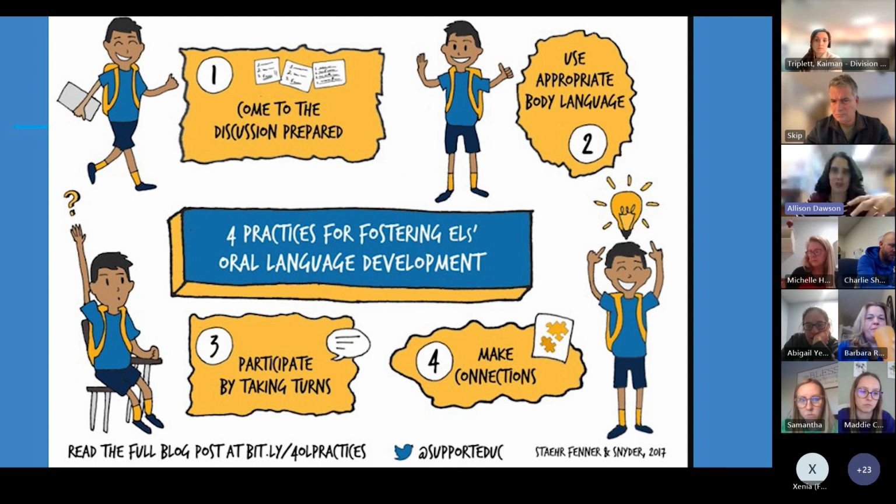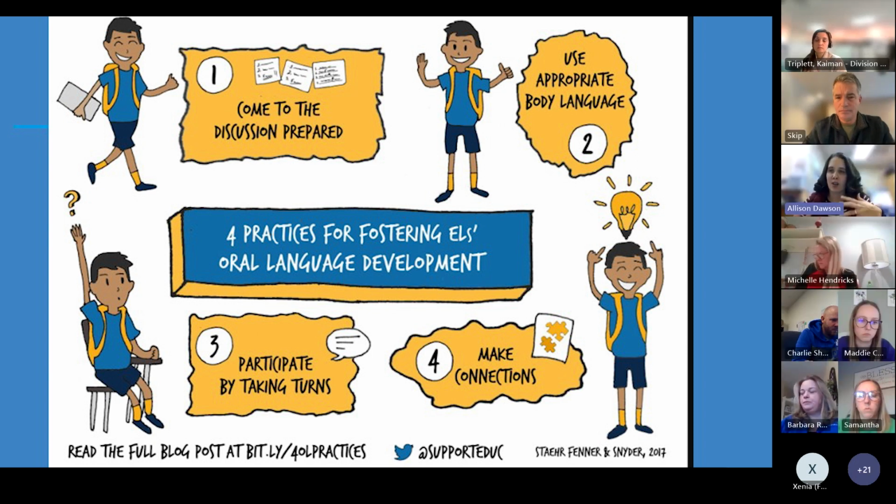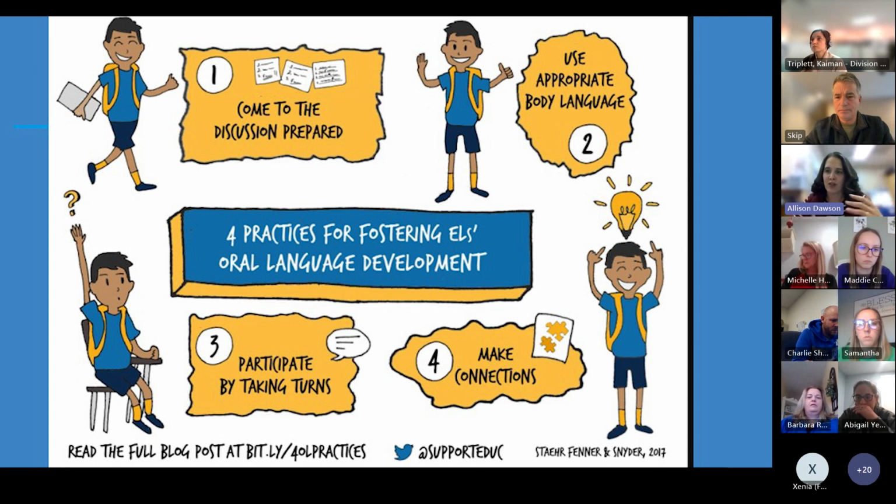Number 2 was use appropriate body language. I found a lot of that really interesting, and we talked a little bit about that in our session on culture. Number 2, be open about the cultural norms and how body language is related to someone's culture. So there are going to be differences, and we need to be explicit and really teach our English learners how to interact in a conversation. A lot of people mention modeling, role playing, and those appropriate conversational moves like agreeing, disagreeing.